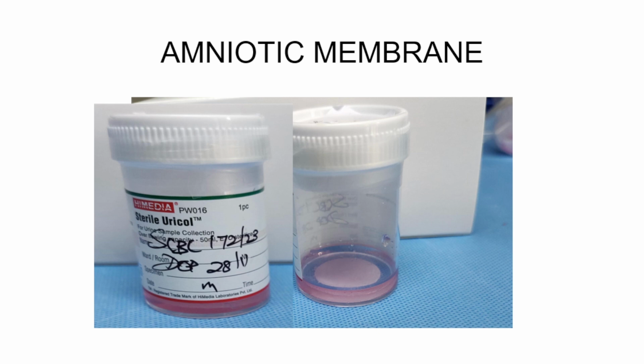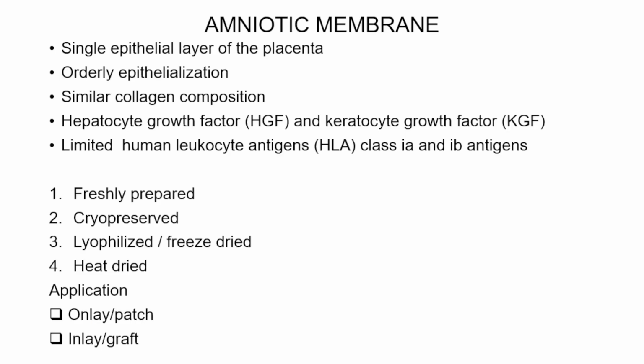Amniotic membrane. In essence, we use preserved amniotic membrane, freshly prepared and cryopreserved. Amniotic membrane is preferred because it is a single epithelial layered tissue, similar to that of conjunctiva, having the same collagen composition, and it has growth factors and inhibitors for inflammatory conditions also. It can be either freshly prepared, cryopreserved, lyophilized, freeze dried or heat dried. We use only freshly prepared and cryopreserved amniotic membrane here.